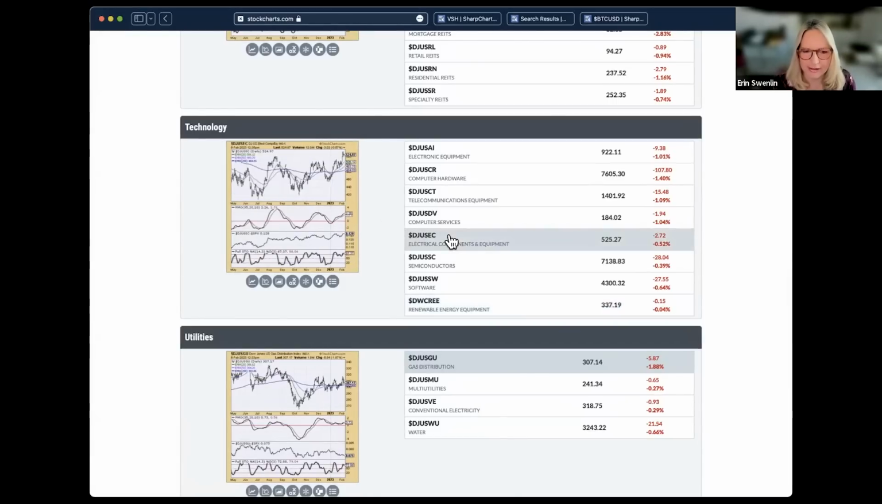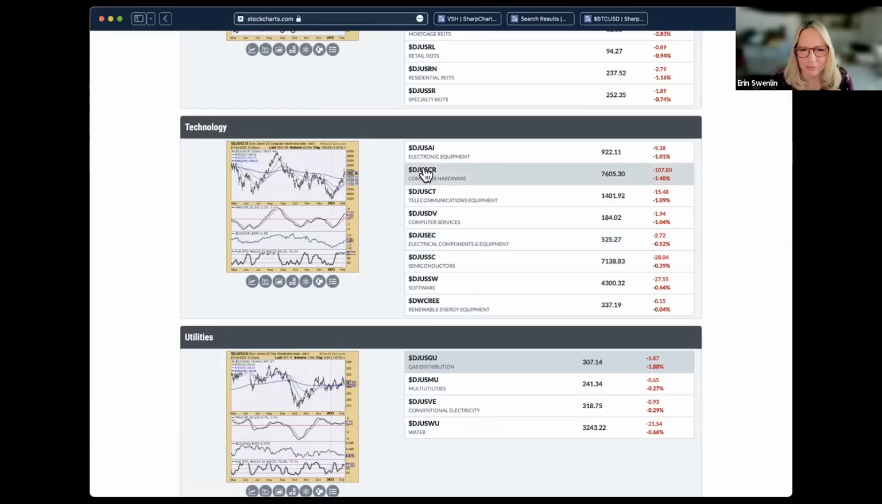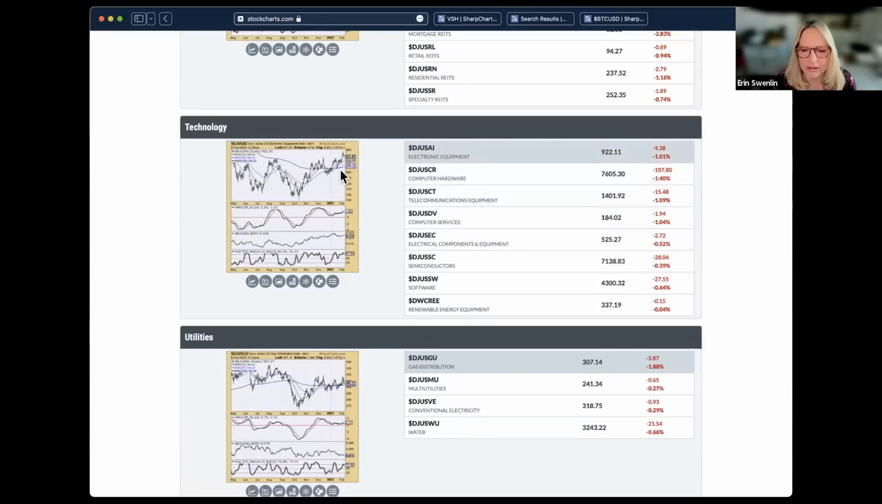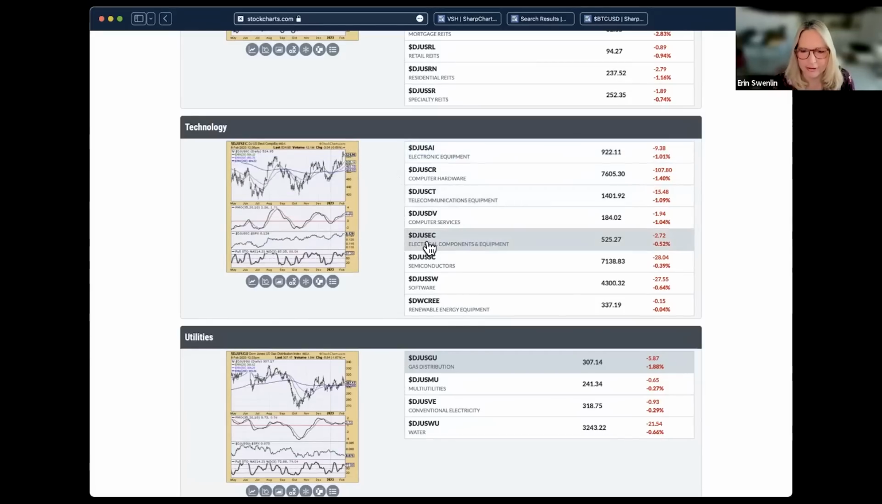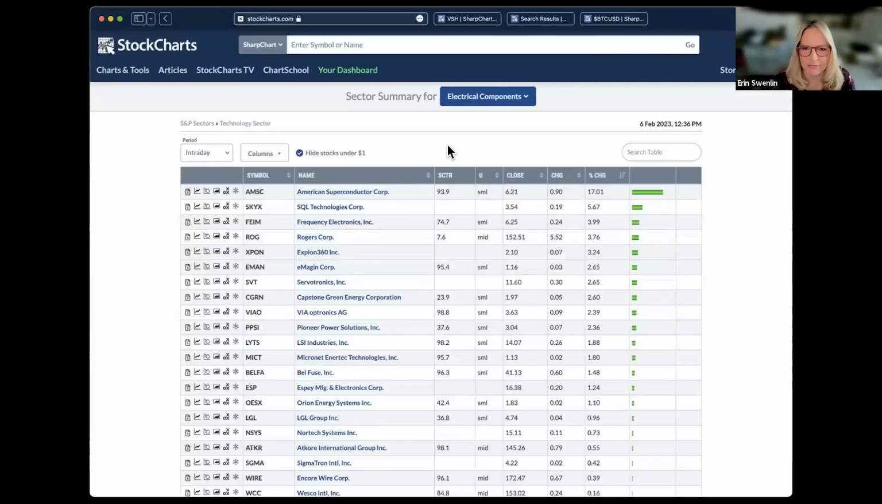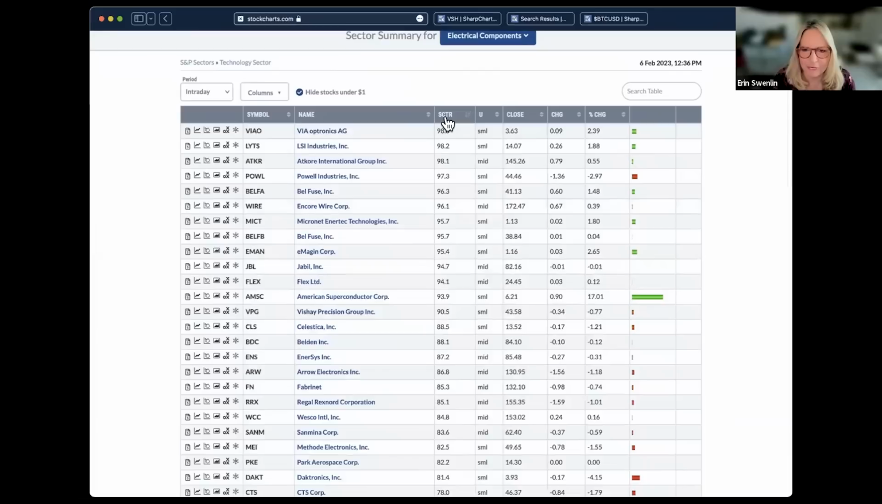So really, when I look at this, electrical components and equipment looks good. Computer hardware is looking good. Electronic equipment is looking pretty good. So if you go into this and you decide you like a sector and you want to find some stocks within, so let's use electrical components, you can just click right here and it's going to bring up all of the stocks that are considered in that industry group. If you sort it by scooter, it's going to bring the strongest ones to the top for your industry summary.